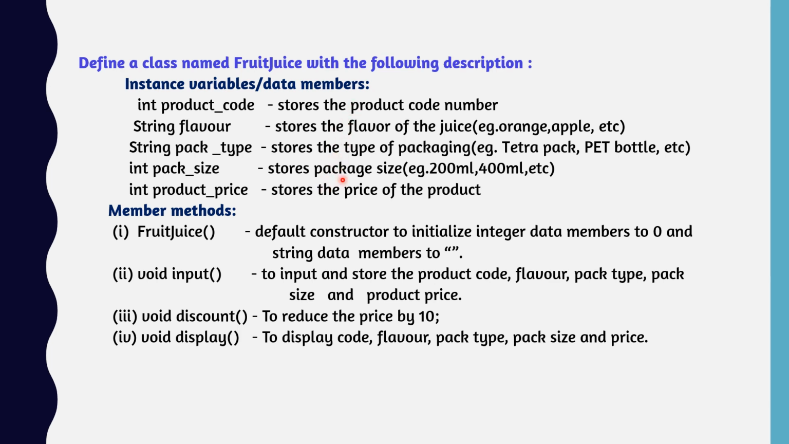In the constructor question, the list of variables is easy because the proper list of variables is given here. So this you can write in the list of variables. And declaration you write properly according to Java format in the program. And the members: FruitJuice is the default constructor. Void input for inputting the details. Void discount to reduce the price by 10. Only one line is needed here: productPrice equal to productPrice minus 10. And display for displaying the details. And the main program we have to use for calling the functions.